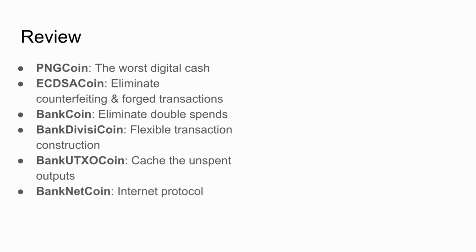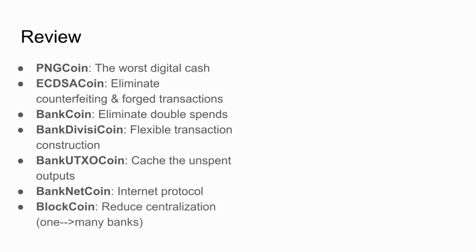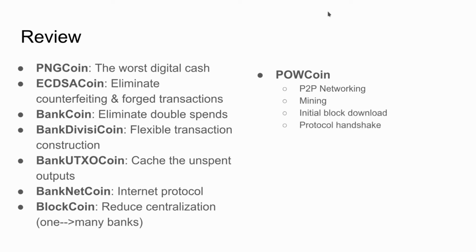Next was BankNet Coin, where we added the first sort of hack at an internet protocol, which we extended as the class went on. Then came Blockcoin. Blockcoin reduced centralization by moving from one bank to many banks. It was basically EOS. Next comes POW Coin, where we did peer-to-peer networking, mining, initial block download, protocol handshake, right? And these were all very heavily intertwined. And Nakamoto consensus reorg, so we could have actual branches and competing chains.